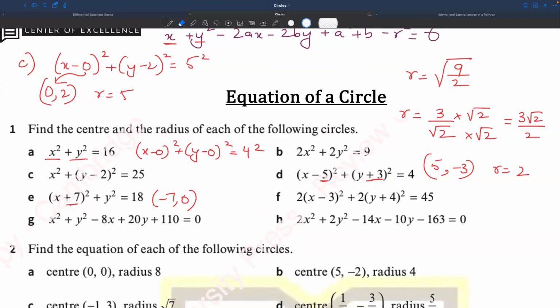Okay, similarly in part F, the first thing you will be doing is dividing the whole equation by 2, because you need no coefficient other than 1, right? So you divide the equation by 2 first, so the 2 and 2 will cancel. So the center will become 3 and -4 and the radius will become square root of 45/2. Okay.